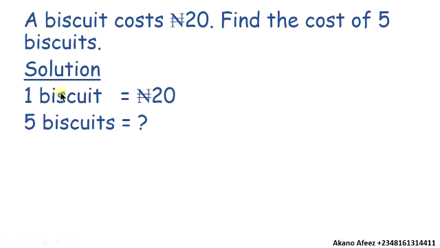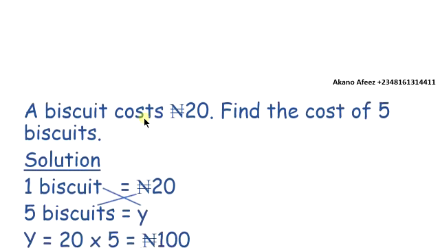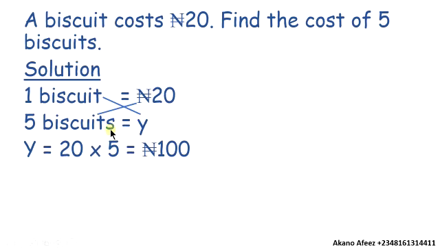5 biscuits, you write it under biscuit here. This is the place for biscuit. Equals, we don't know the price, so we represent it with a letter. So 5 biscuits equals y. We have to cross multiply here. If you are doing cross multiplication, whatever number we have here times the number we have here, or letter.